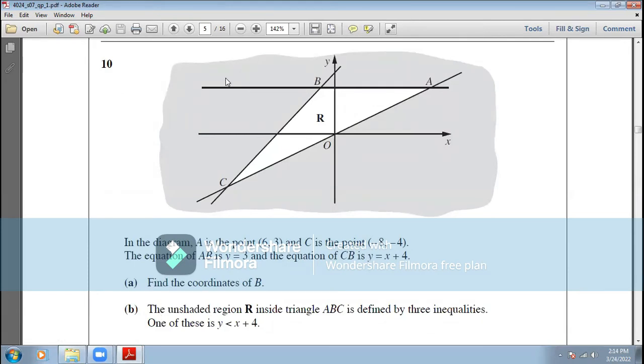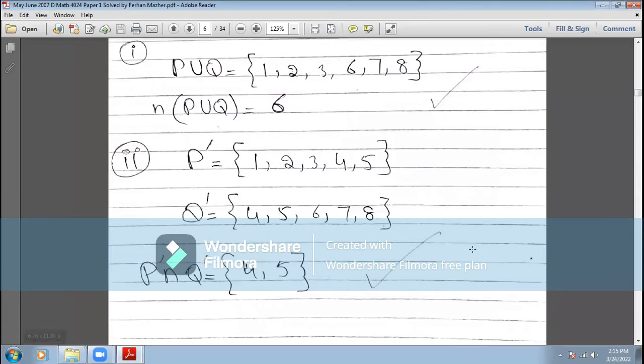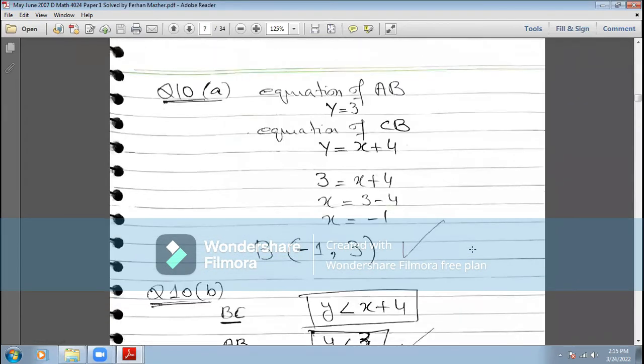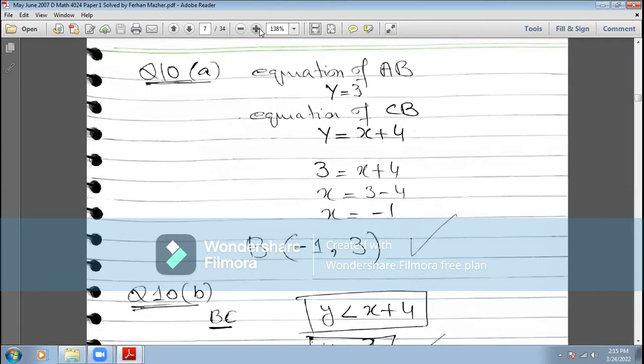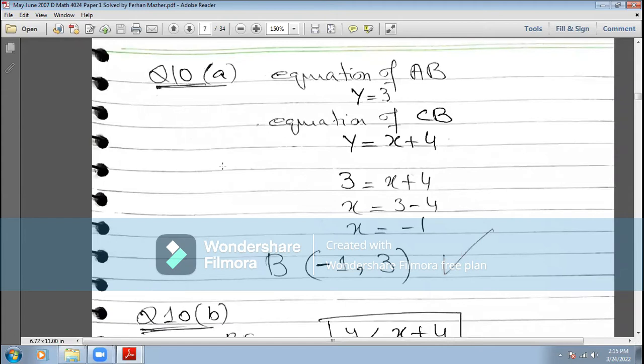The coordinate B is the point of intersection of the AB line and the CB line. We know their equations, so we will solve them simultaneously, and we'll be able to find out the value of the coordinates of the B. Okay, so now here we go. So the equation of the AB is given y equals to 3. Equation of the CB is given, that is y equals to x plus 4. So very easily I can find out the point of intersection of both these lines. That will be the point B.